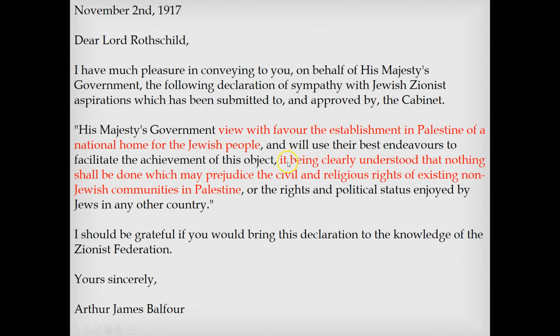Then they said, it being clearly understood that nothing shall be done which may prejudice the civil and religious rights of existing non-Jewish communities in Palestine. In other words, they're saying we want Jews to return to Palestine and create their country, as long as the rights of the people already living in Palestine who are not Jews are not violated. Which means, of course, they're kind of promising two things that conflict.